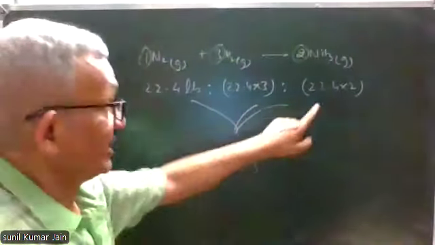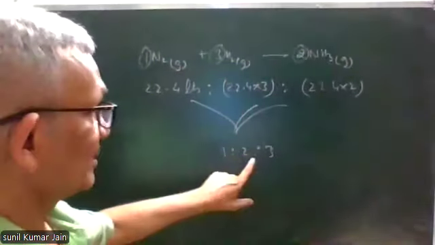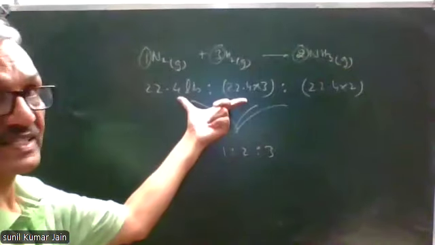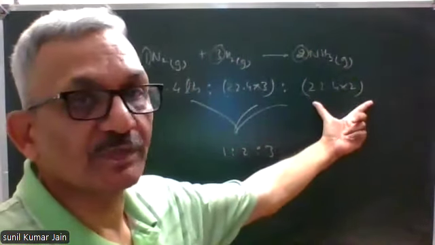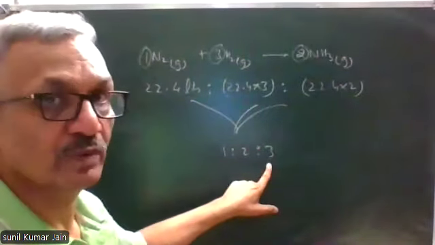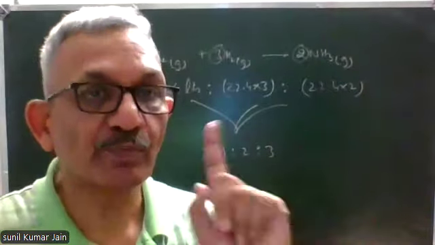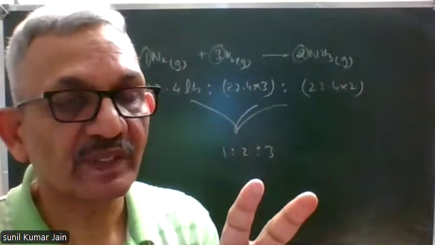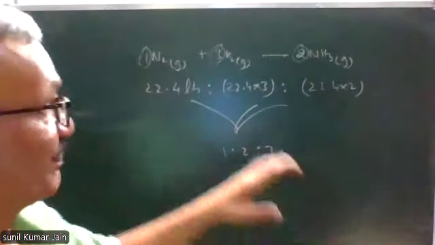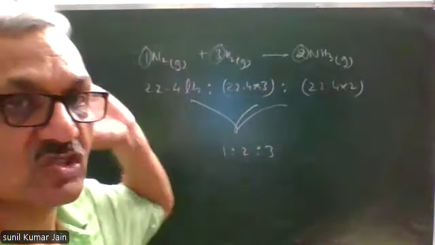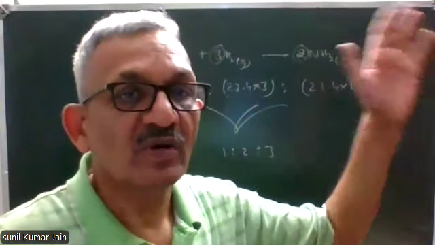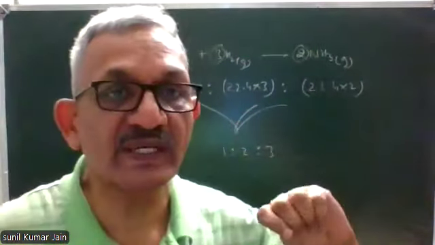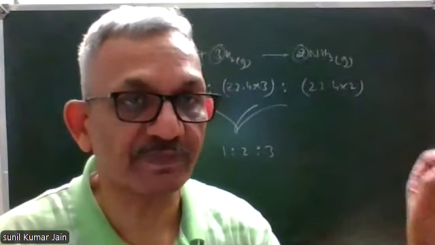So coming back to the statement, ratio of volumes of gaseous reactants consumed and gaseous products formed is a simple whole number ratio, provided all volumes are measured at the same temperature and pressure. It means at whatever temperature I measure the volume of one gas, at the same temperature and pressure, I will measure the volume of all other gases. Like in this case, all measurements were done at STP, standard temperature and pressure.